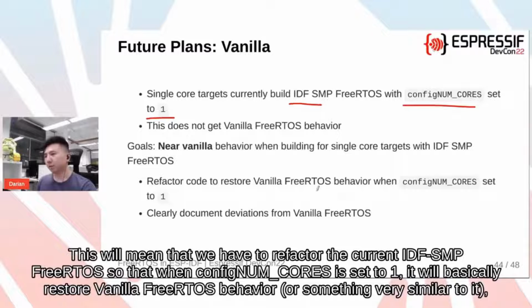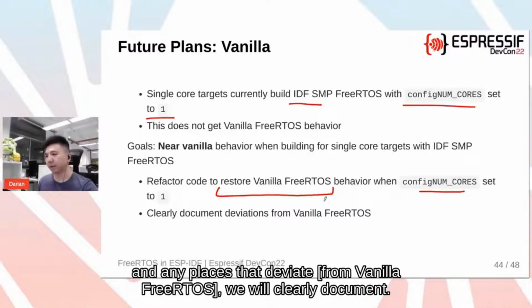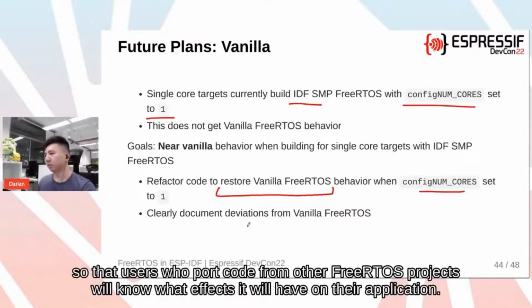This will mean that we have to refactor our current IDF SMP FreeRTOS so that when config number cores is set to 1, it will basically restore vanilla FreeRTOS behavior or something very similar to it. And any places that deviate, we'll have to clearly document where the deviations are, so that users who port code from other FreeRTOS projects will know what effects it will have on their application.